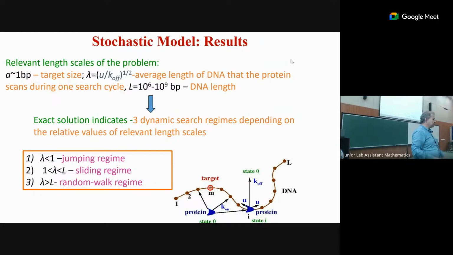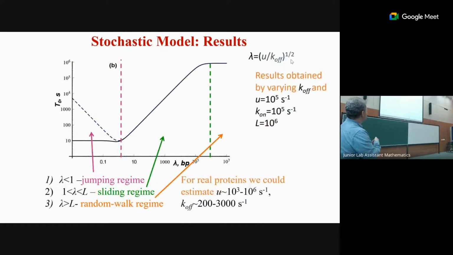Three different length scales lead to 3 phases, 3 dynamic search regimes, depending on the relative values of these length scales. The target size and DNA length are fixed, but we can change the scanning length by changing the diffusion coefficient or the dissociation rate. There are 3 regimes. Let us go over these 3 regimes. What I plot here is the mean search time as a function of this scanning length lambda. So the first regime comes here.